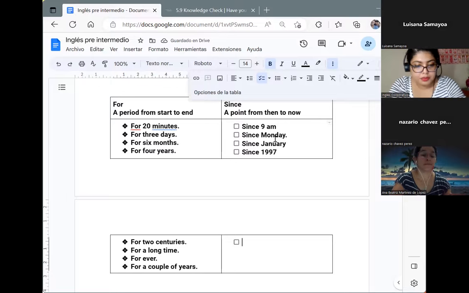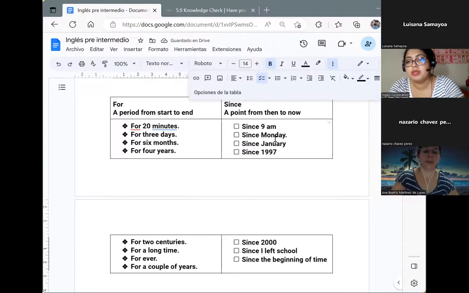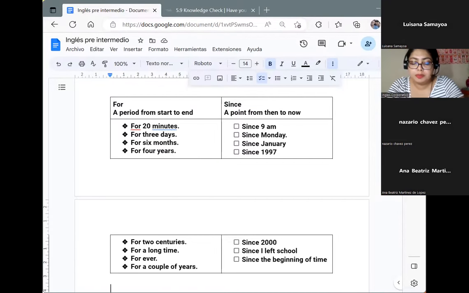Since 2000, since I left school, since the beginning of time. It doesn't have a very specific information about the beginning of time, but we know that it's a long, long time ago. So in this case, we can also use these kinds of expressions with the word since.